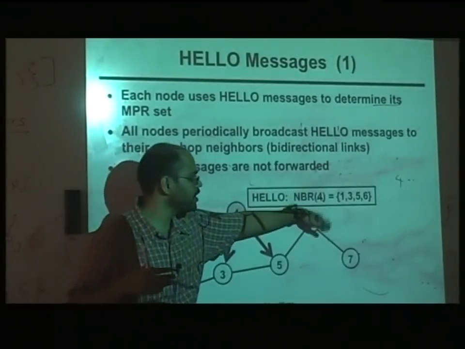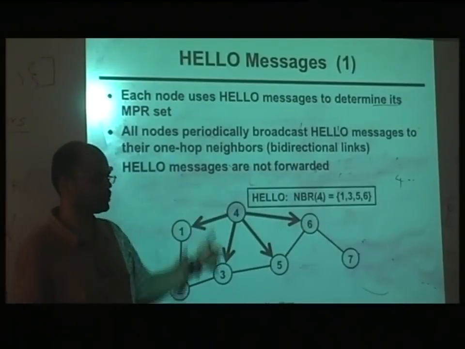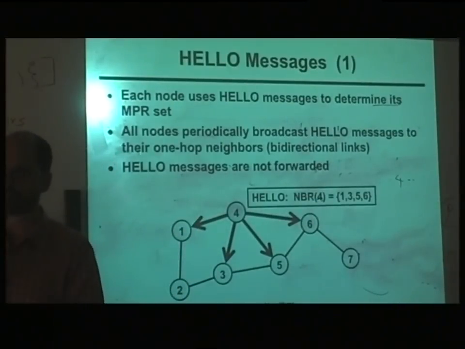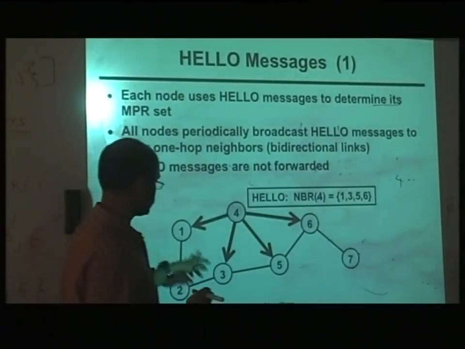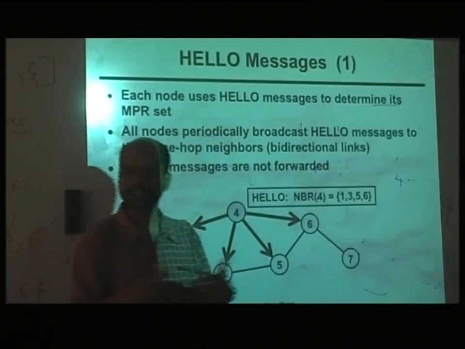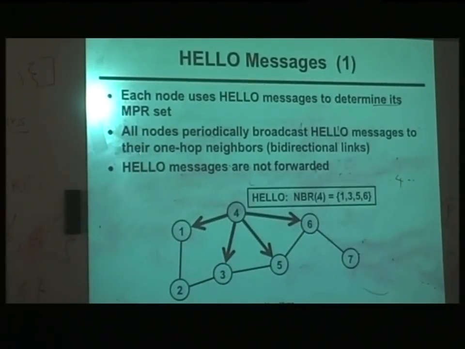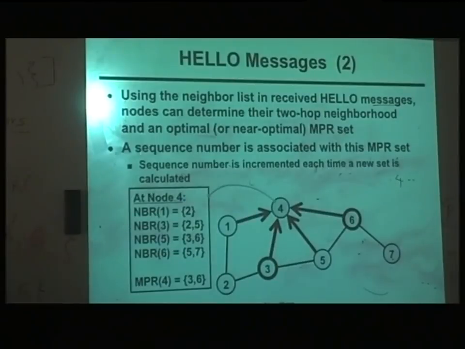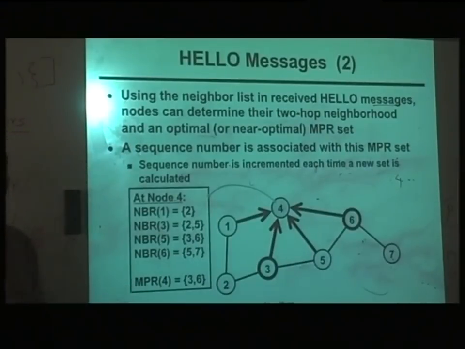So hello will give you all the neighbors, and once you have these neighbors, you can find out which node I should select so that I cover all the 2 hops. Neighbors of 4 are 1, 3, 5 and 6 because everybody is saying hello, so 4 will learn about this. Then using the neighbor list received in the hello message, nodes can determine their 2 hops. How do they get 2 hops? Can you think about it?